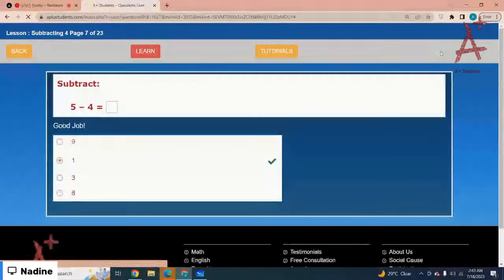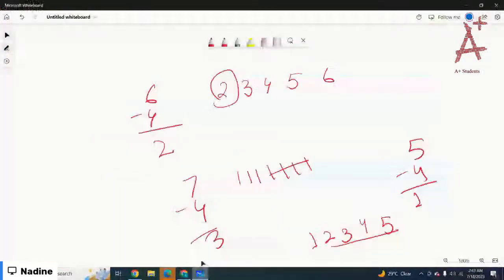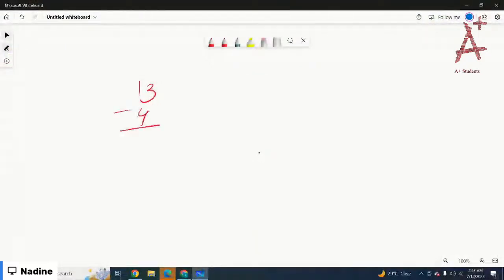The next one is 13 take away 4. So start with 13 and go back 4 numbers. So it would be 13, 12, 11, 10. And when you go back 4 numbers, you are on 9. So 13 take away 4 is 9. So the correct option is 9.